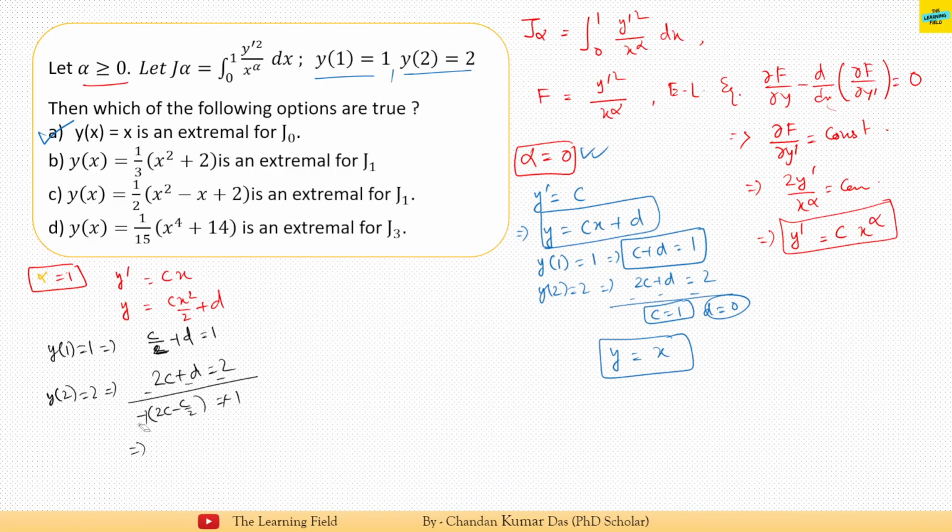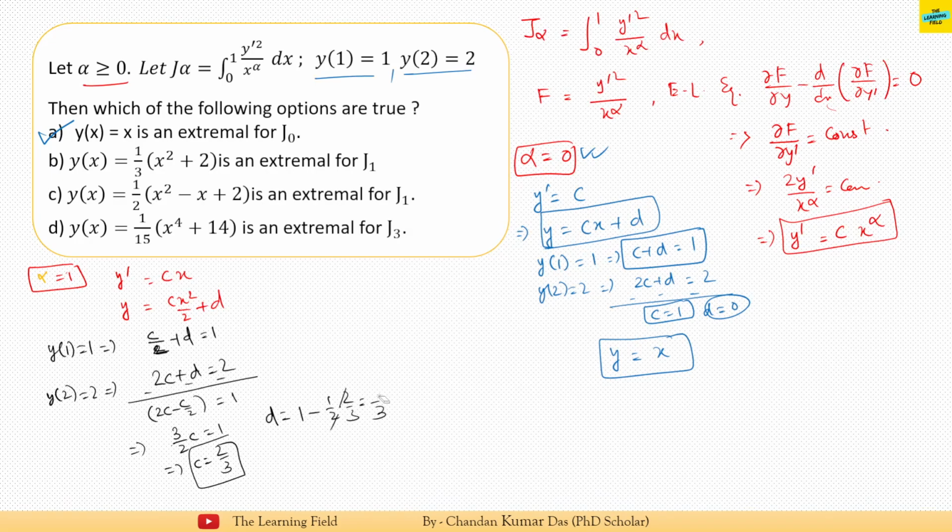No, sorry, minus, not minus. 2c minus c by 2 equal to actually 1, and 4c minus c, 3 by 2c is equal to 1. That means c equals 2 by 3. Now c equal to 2 by 3 means d equal to what? d equal to 1 minus 1 by 2 into 2 by 3, means 1 minus 1 by 3.